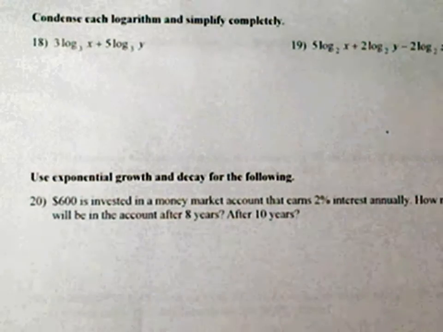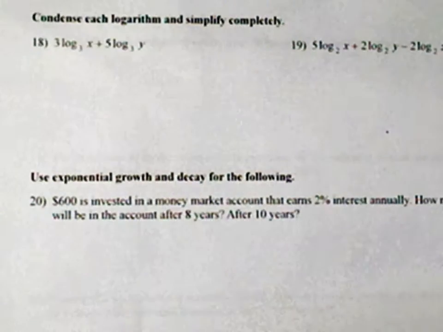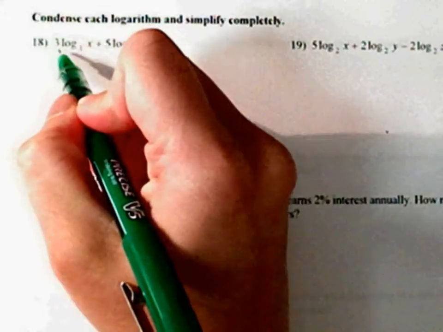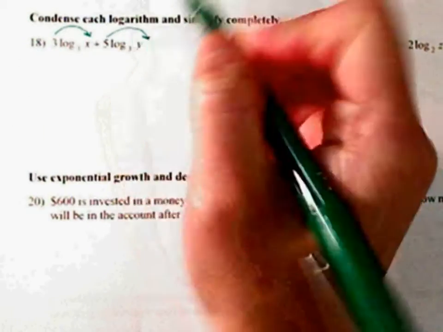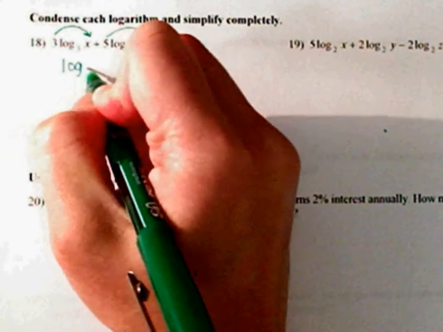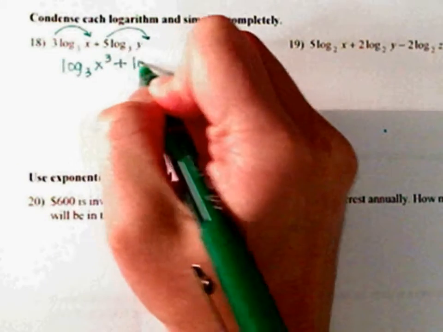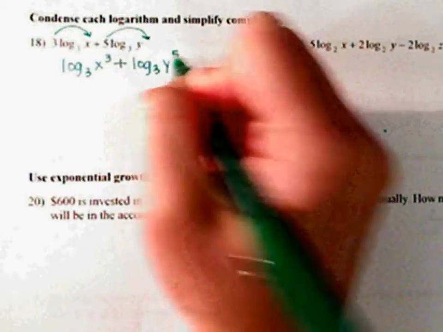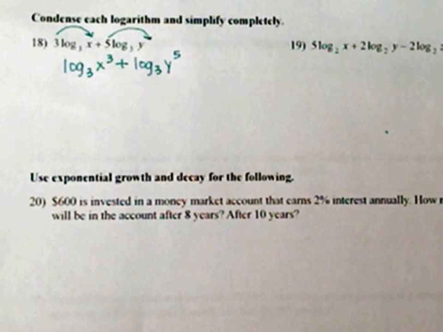So, for example, do you see how you have the powers in front? Move that into an exponential position. So now you have log base 3 of x to the third plus log base 3 of y to the fifth. Now you don't have to do this part. You could skip this part if you need to, but I just want to show you.